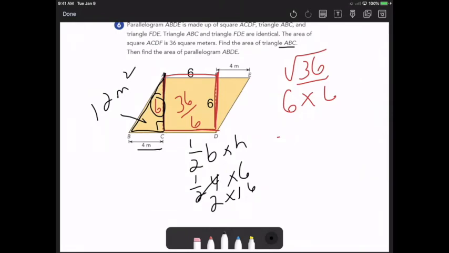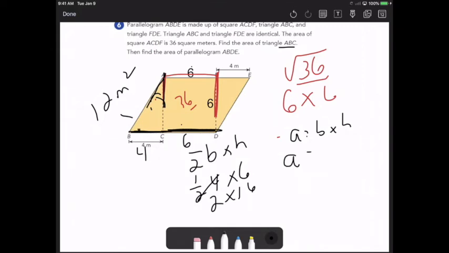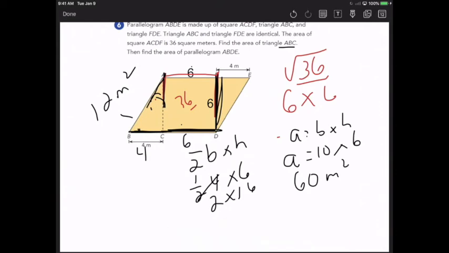The whole parallelogram is this. The area is base times height. So the base is going across here. Let me just erase a little bit. So right here this is 4, and this part right here is 6. So the base is going to be 10. So area equals 10 times the height. The height is right here, so the height is 6. So 10 times 6 is 60, and it's meters squared. All right, let's move on.